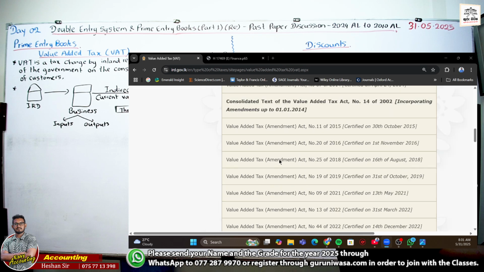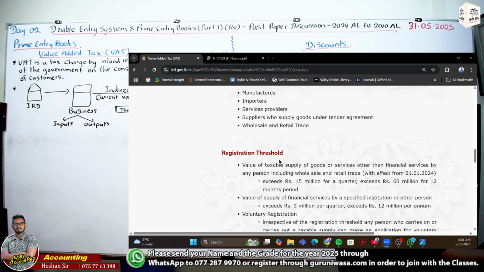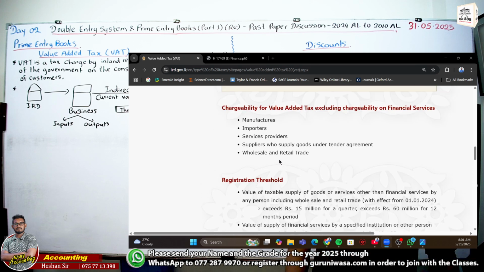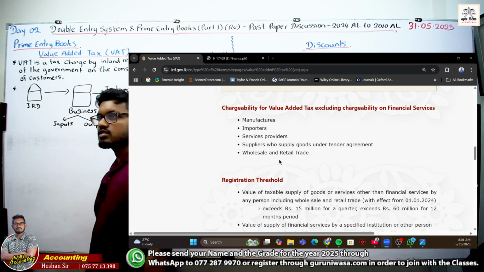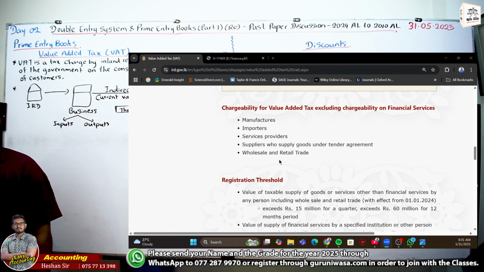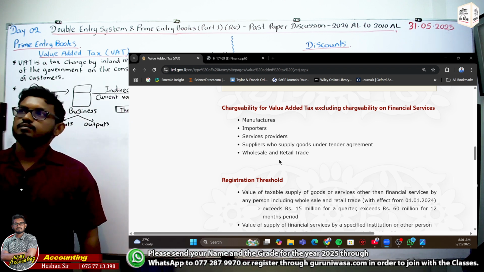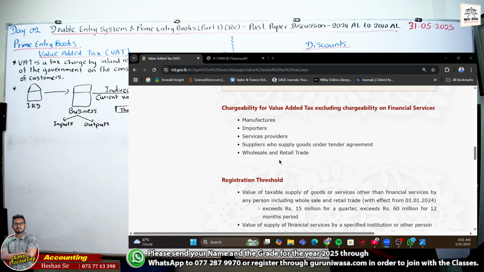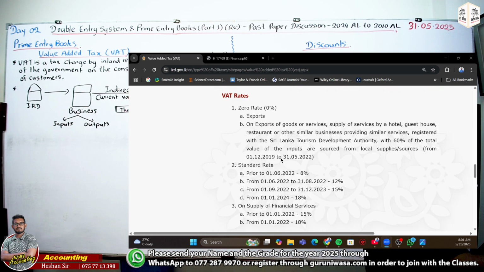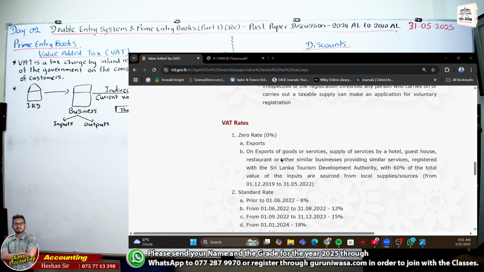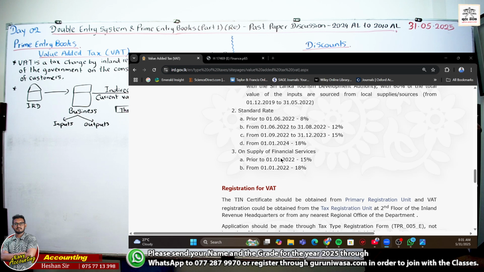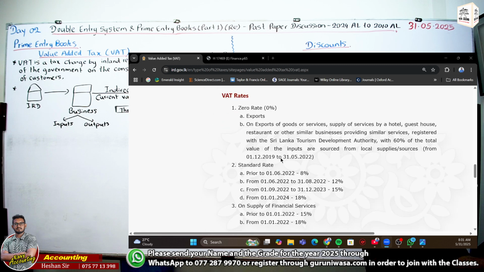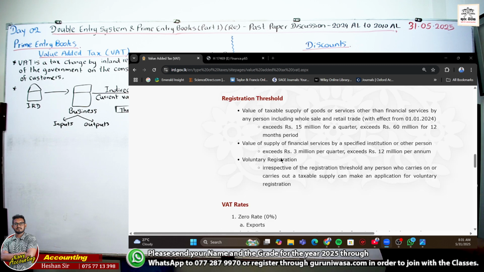ඔයාට පුළුවන්, you can see eligibility for VAT, value added tax, excluding chargeability on financial services, manufacturers, importers, service providers. මේගොල්ලෝ මේකට subject වෙනවා. හැබැයි ඒකේ threshold තියෙනවා. මේ තියෙන VAT threshold. You can see. Can you hear me guys? Right? Are you there? Threshold. මේ තියෙන VAT threshold එක ඔයාලට පේනවා.